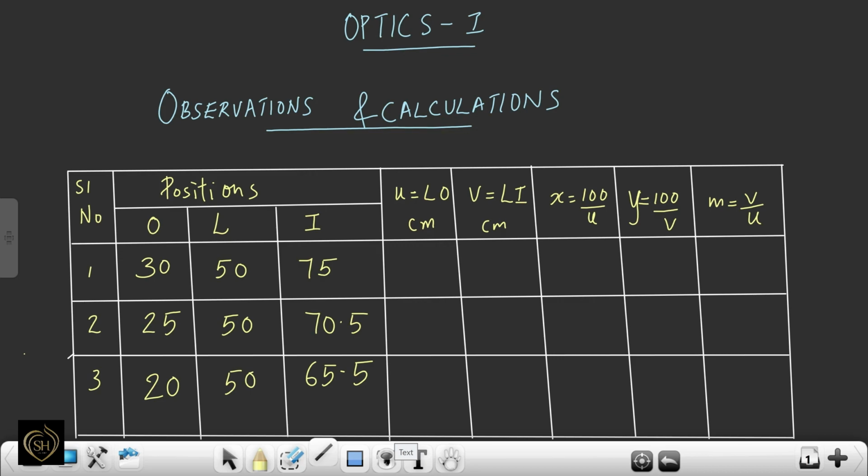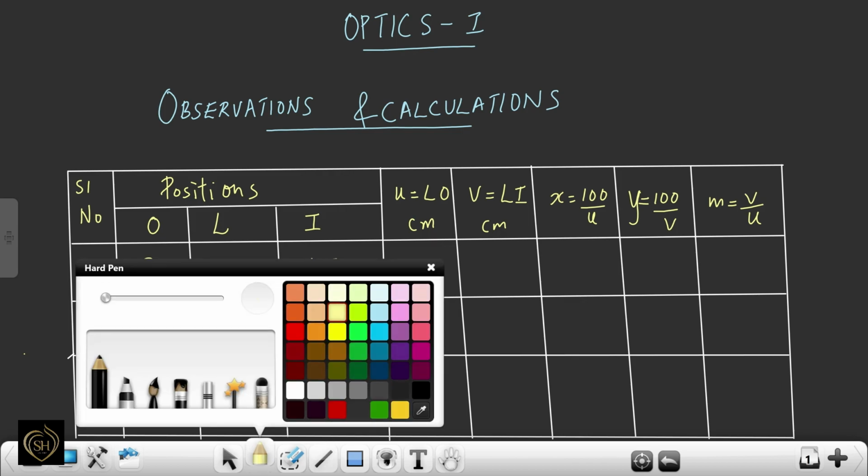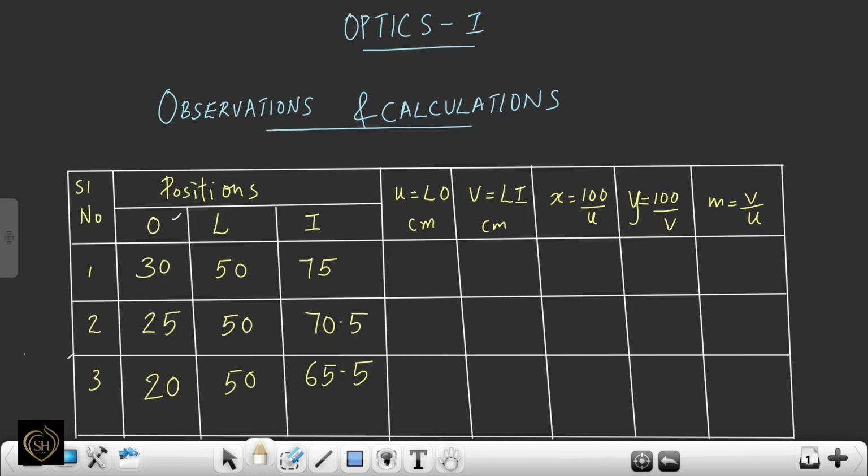Optics 1 Observations and Calculations. This is your observation table. The first column is positions, that is the position of O, the object pin, then the position of the lens and the position of the image pin. Then U is equal to LO, the object distance, the distance between lens and object pin. The unit is centimeter. And V is the image distance, the distance between lens and image pin. It is also expressed in centimeter.